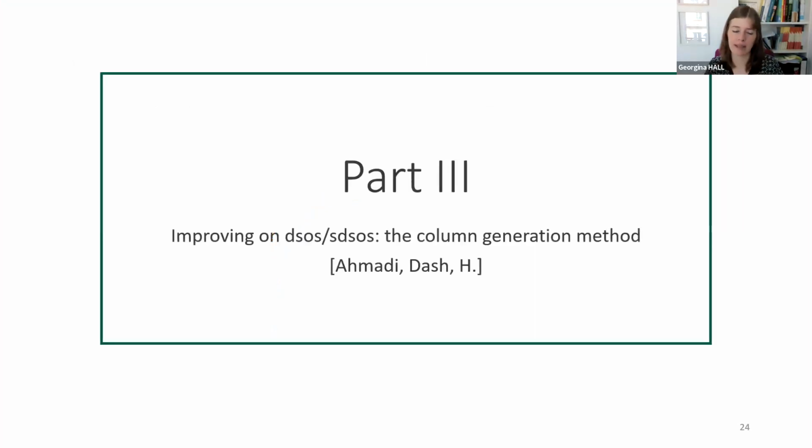Okay, so that was the first method, which we refer to as the change of basis method. Now, let me tell you about the second method. Again, it's going to be quite short, and it's what we call the column generation method. It's another way of taking an initial approximation by DSOS and SDSOS and improving on that in an iterative way while staying within the realm of linear programs and second order cone programs.